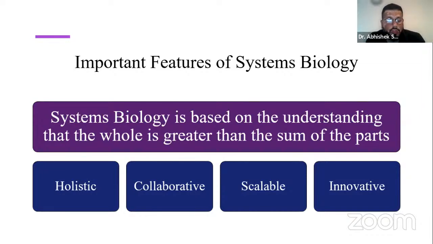It is collaborative in nature. I have already explained why it is collaborative, integrating various basic fields of science. And then it has the ability to design predictive multi-scale models. You can design them at the molecular level, atomic level, then at the tissue level, cellular level, organ level, organism level.